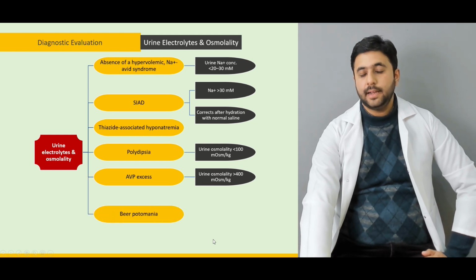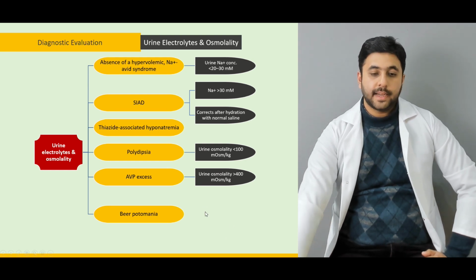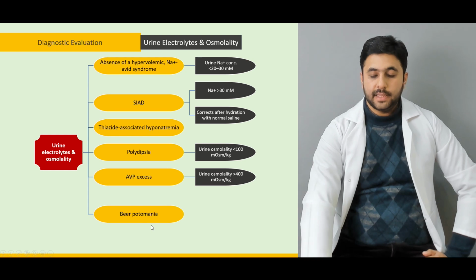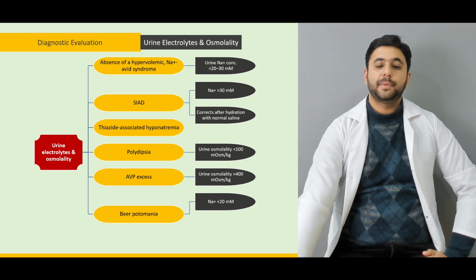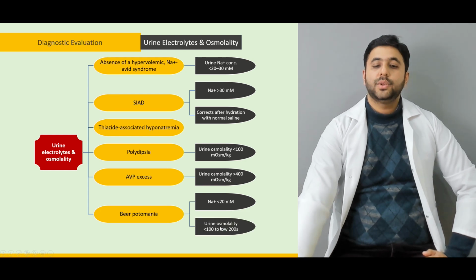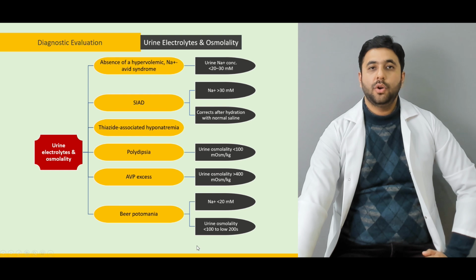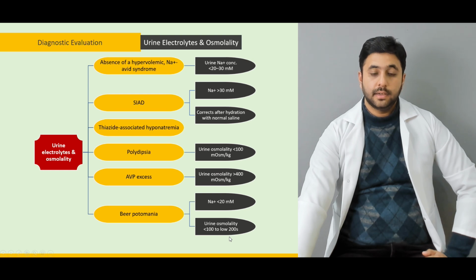And similar, just as we talked about in someone who has a history of alcohol intake, we term that beer potomania. In those patients, because of the dehydration, the kidneys will try to preserve as much sodium as they can, and the sodium concentration in the urine is generally less than 20 millimoles, and the urine osmolality is also very low. It might be as low as 100 to low 200s in these patients.